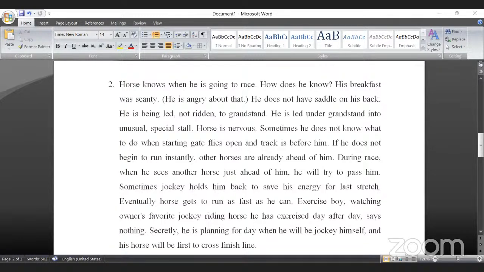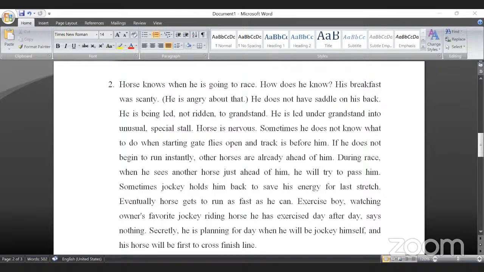His breakfast was scanty. Scanty means very less in amount. Scanty rainfall, you might have heard this expression. His breakfast was scanty, insufficient for him. No article required. He's angry about that. Again, no article required. He does not have a saddle on his back. Why no article?